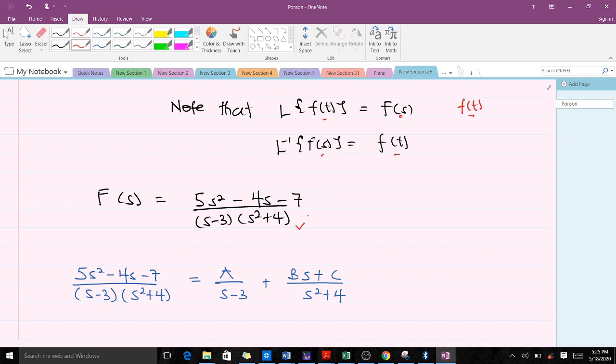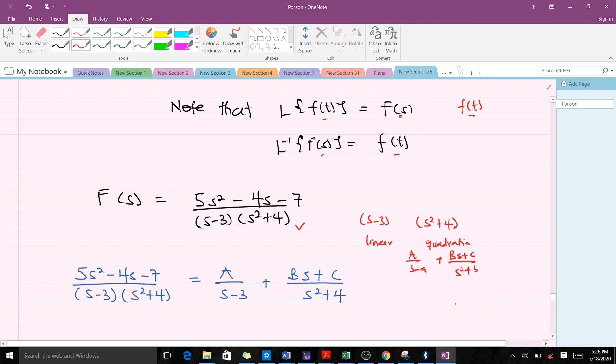And so using a partial fraction, note that we have two factors here. For the denominator we have s minus 3 and we have s squared plus 4, and this s minus 3 here is linear and s squared plus 4 is quadratic, right? So most of the times for the linear we have A over s minus a. Then when it is quadratic, we have Bs plus C over s squared plus b, whatever we have there.